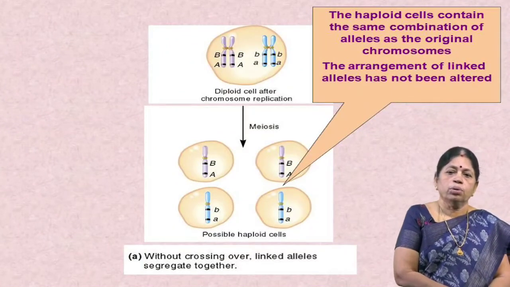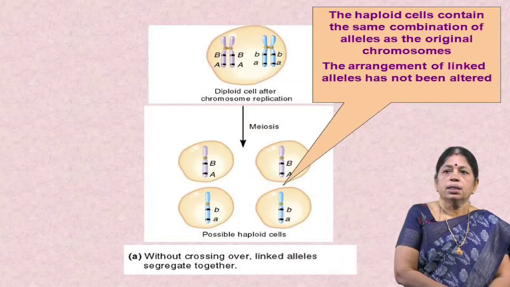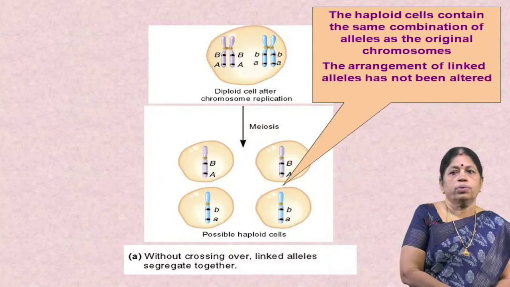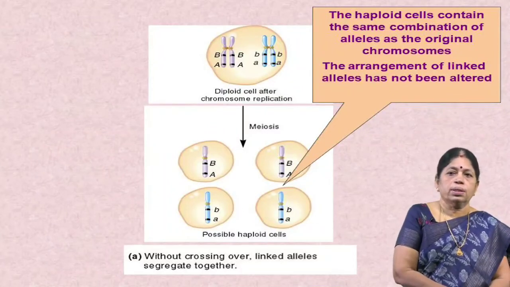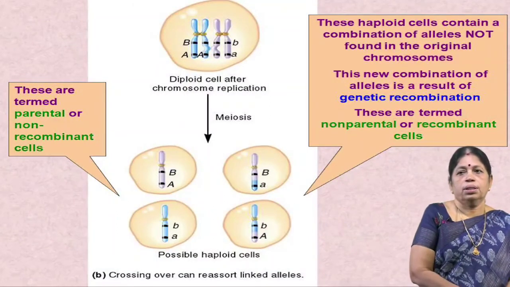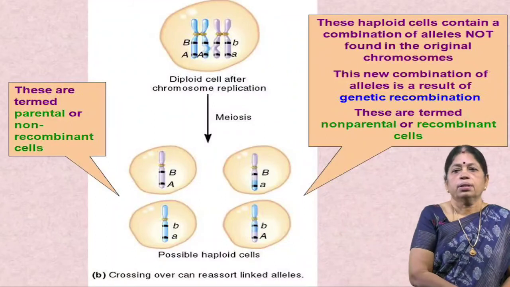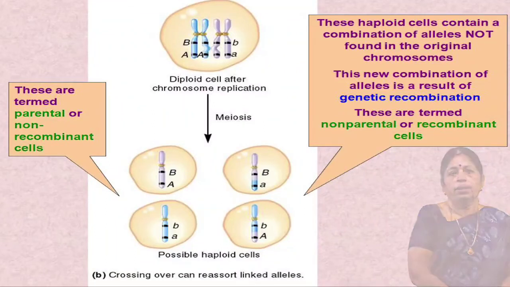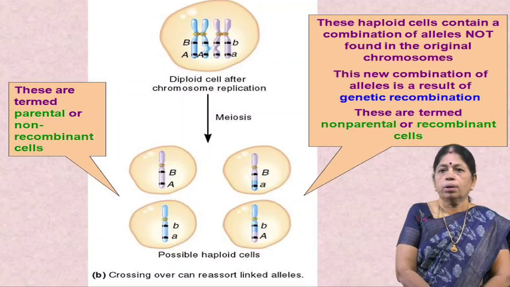Without crossing over, the linked alleles will be segregated together. The haploid cells have the same combination if there is no crossing over. The arrangement of linked alleles has not been altered if there is no crossing over. Crossing over can reassort the linked alleles. So these haploid cells have a combination of alleles not found in the original because of crossing over. We can get a new variety. Cells with the original combination are termed parental or non-recombinant cells. The new combination of alleles is the result of genetic recombination, and these are termed non-parental.